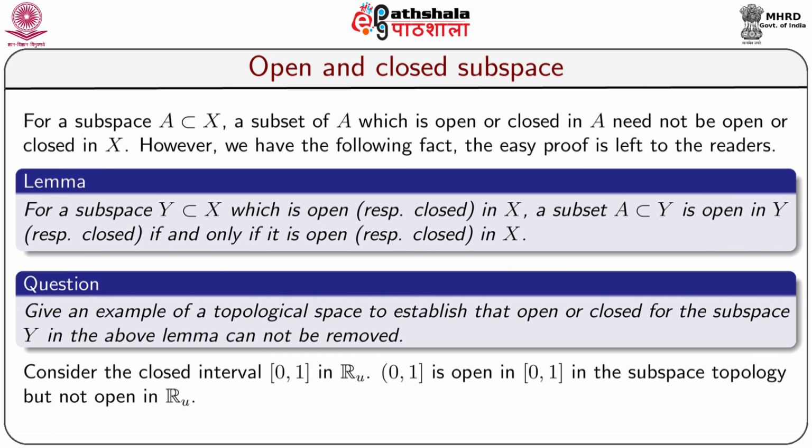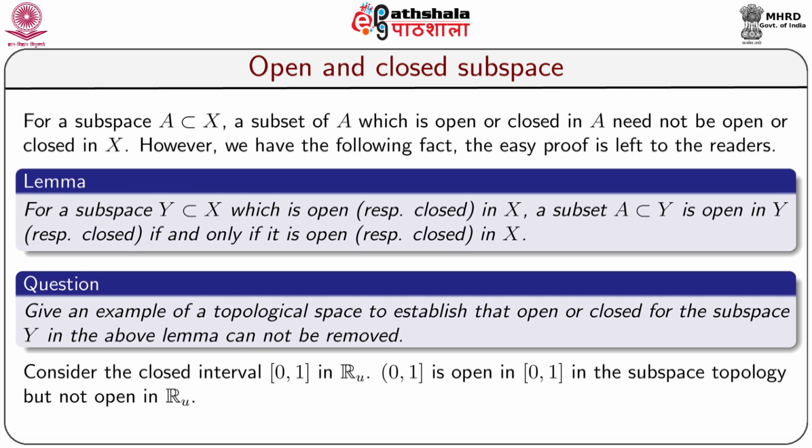Open and closed subspace. So, we have defined subspace of a topological space. Now, let A be a subset of X which is open, then it will be called an open subspace, and if we take A as closed, then it will be called closed subspace. However, we have the following fact, the easy proof is left to the readers. For a subspace Y subset of X which is open in X, a subset A of Y is open in Y if and only if it is open in X. Respectively, if Y subset of X is closed, then a subset A of Y is closed in Y if and only if it is closed in X.